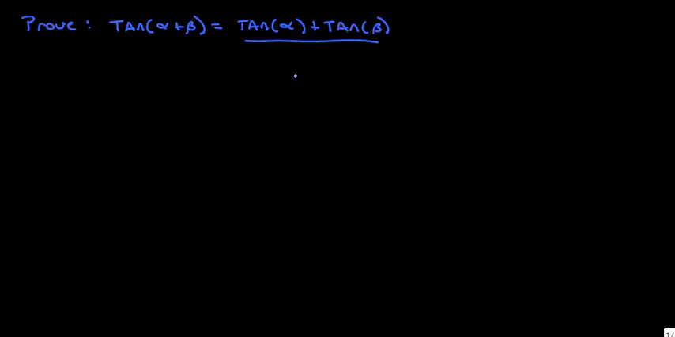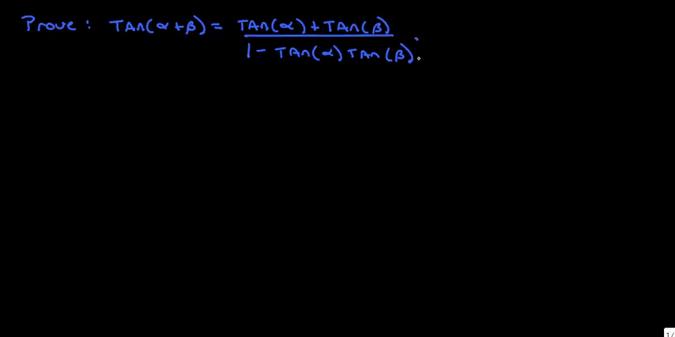We want to prove the following. So we're going to prove that the tangent of alpha plus beta is equal to the tangent of alpha plus the tangent of beta, that guy, you know what, let me grab a straight edge here. So we're going to do it like this, just so it's a little bit nicer looking. Okay, that guy divided by 1 minus the tangent of alpha times the tangent of beta.